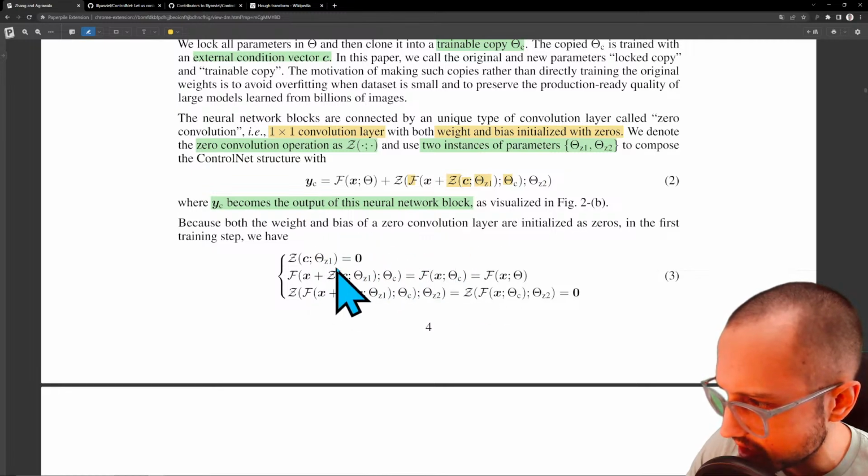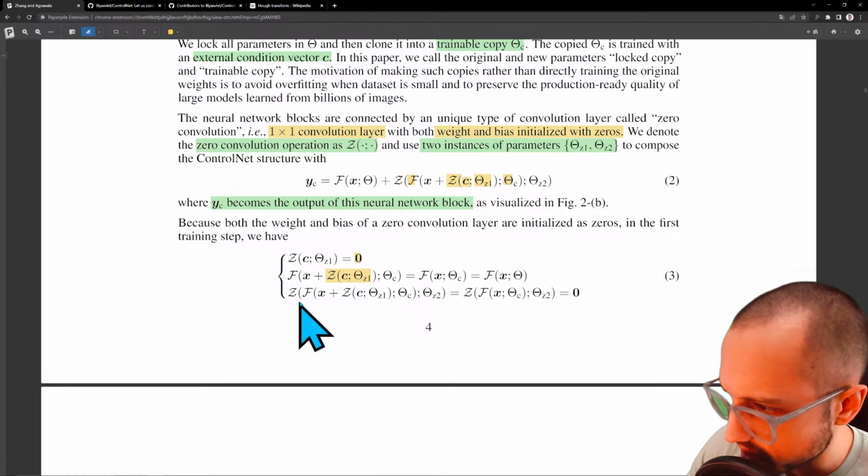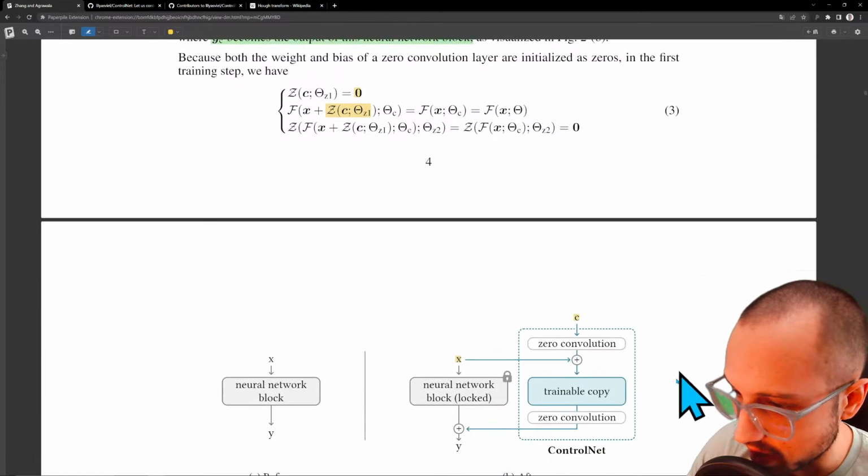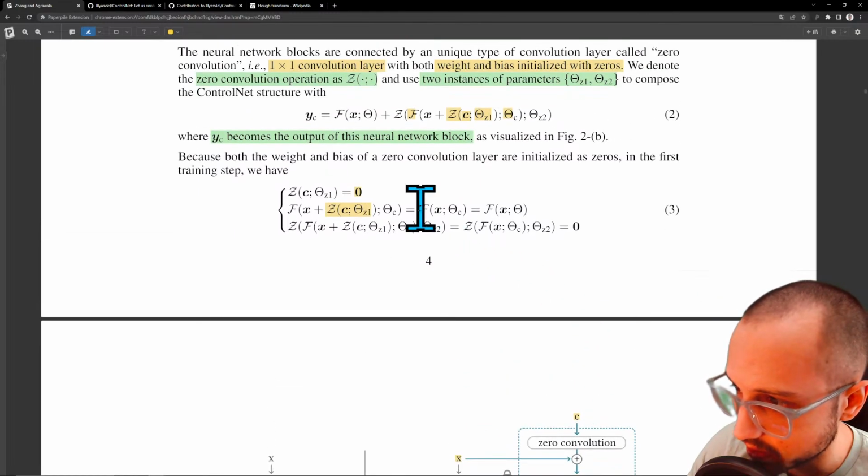That means that because this is zero, they can simplify this equation. If you plug zero in here, you basically get f of x plus 0, which means you can get rid of the 0. Now you just have f of x theta copy. So this is this blue one here, remember, right here.